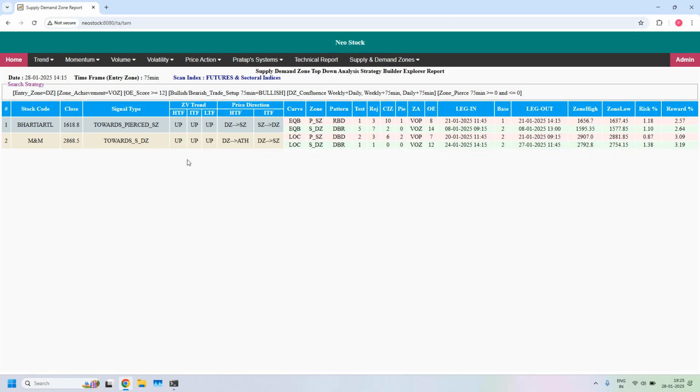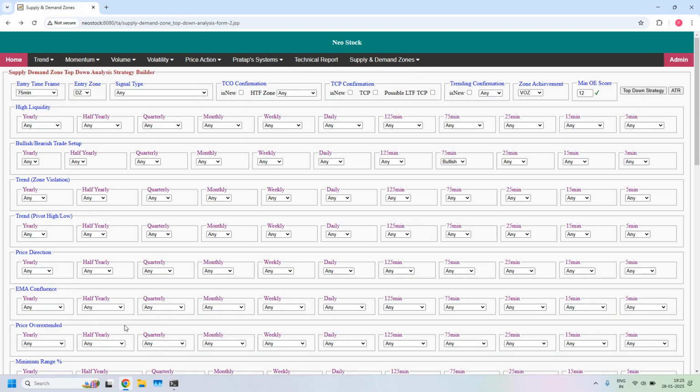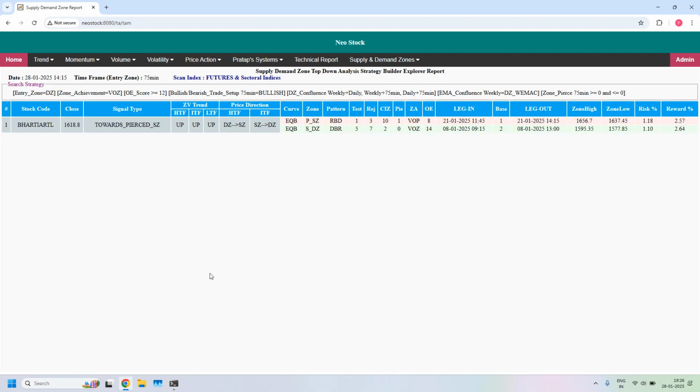And in both these stocks, the HTF trend, that is the weekly trend, is uptrend. So we can look for weekly demand zone having weekly EMA confluence. In the EMA confluence at a weekly time frame, I am enabling the filter: weekly demand zone having weekly EMA confluence. With this filter, we got one stock.